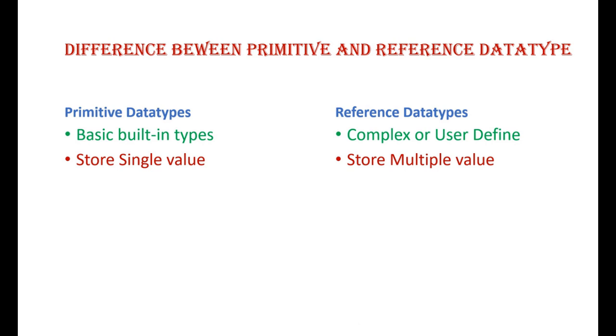So their types are like int, character, float. So they are using single values. Whereas reference data types are user-defined data types. So they are using complex structures like arrays, strings, and classes.